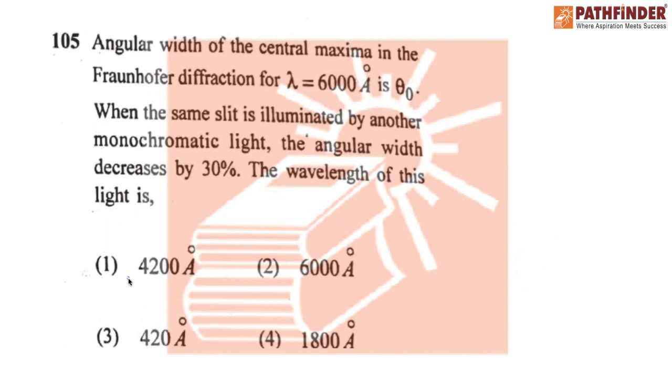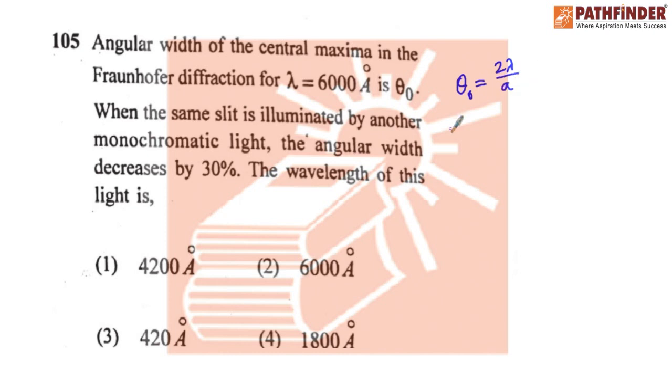Going to the next one. The angular width of the central maxima in the Fraunhofer diffraction for a given lambda is theta naught. When the same slit is illuminated by another monochromatic light, the angular width decreases by 30%. What is the wavelength of this light? Okay, so angular width theta naught is equal to 2 lambda by a.